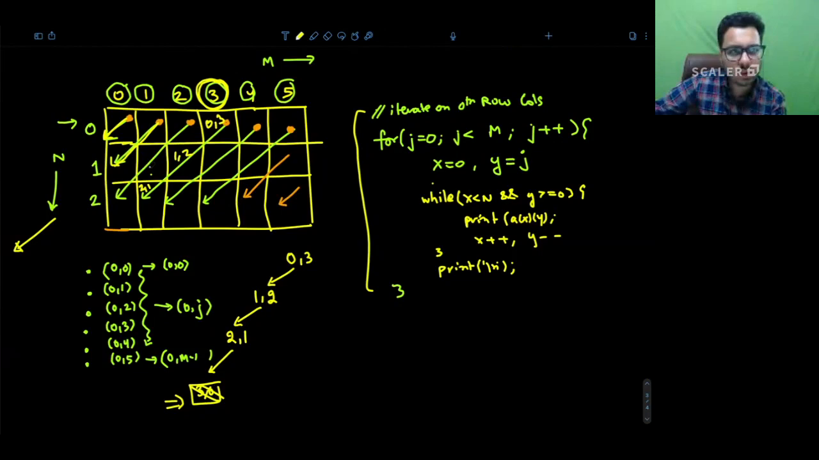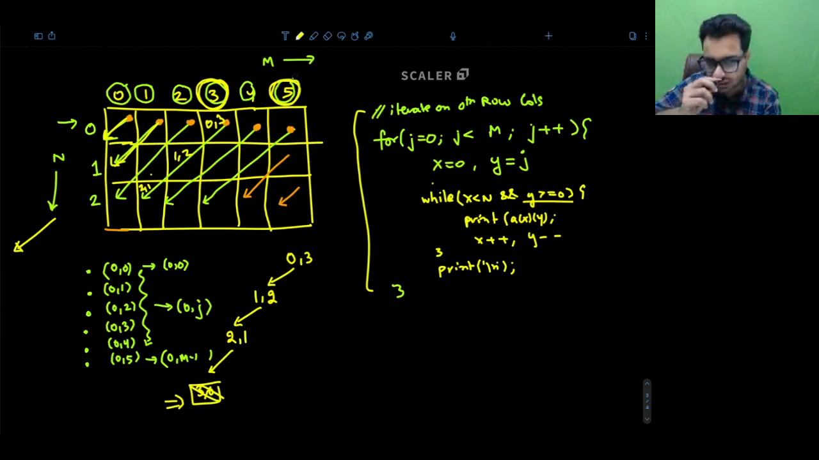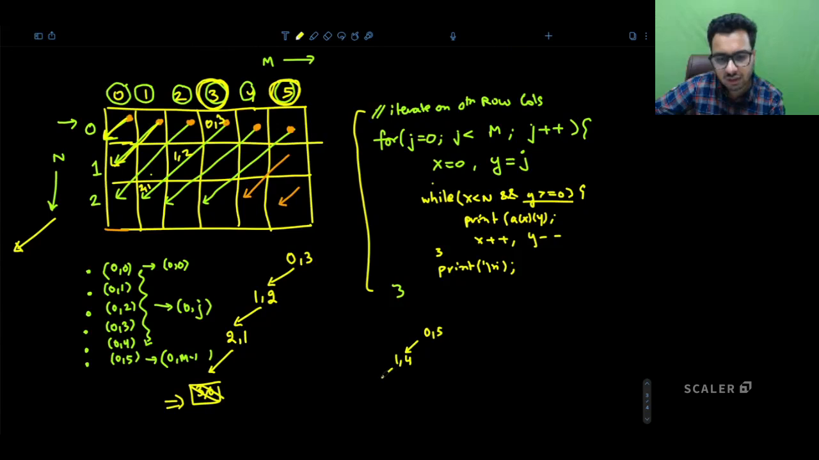Sheetal, if I do not keep this condition y greater than or equal to 0, suppose you start j equal to 5 for this column. Sheetal asks, what happens for this column? It will depend upon how many rows we have. If I start from 0 comma 5, I will end up at 1 comma 4, then 2 comma 3, and after this the value of x will be 3 comma, the value of y would be 3 comma 2.